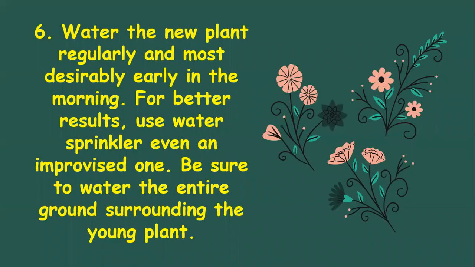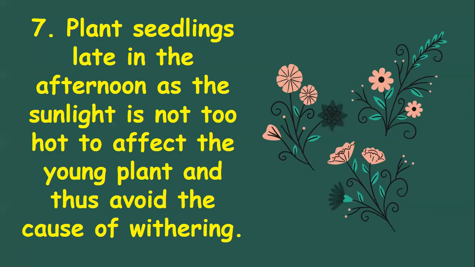6. Water the new plant regularly and most desirably early in the morning. For better results, use a water sprinkler, even an improvised one. Be sure to water the entire ground surrounding the young plant. 7. Plant seedlings late in the afternoon as the sunlight is not too hot to affect the young plant and thus avoid the cause of withering.